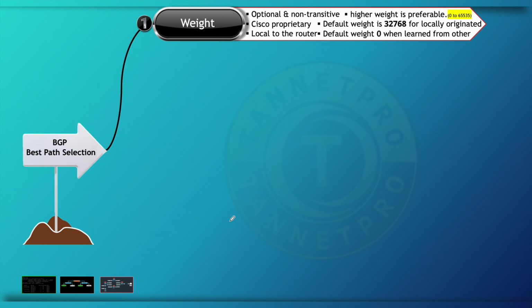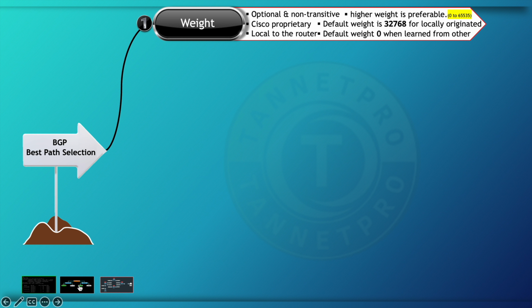A few points I have explained over here, all right? The very first point is, excuse me, the weight attribute is optional and non-transitive. I made a small mistake earlier. You might wonder what optional is and what non-transitive is. So let me take you to the attribute family.